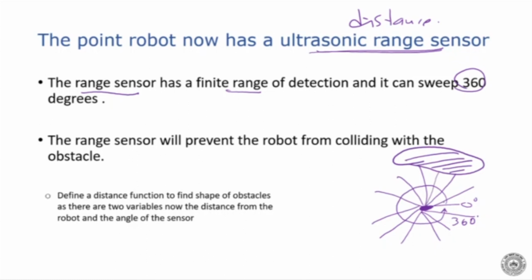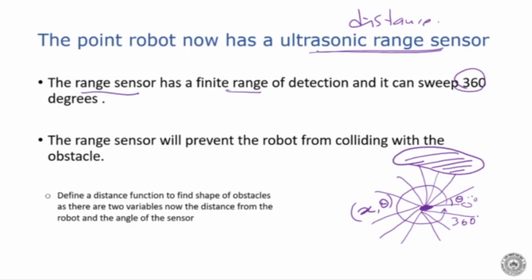The range sensor will prevent the robot from colliding with the obstacle. Now you can see here that there are two variables. One is the position of the robot, X, and the angle at which it was sweeping, which is the sweep angle, so we can call it theta. So this is my angle theta.